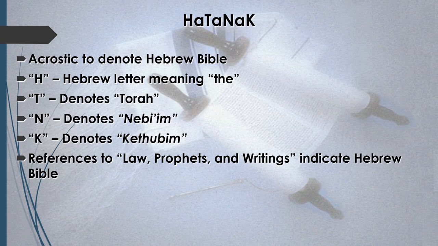Transliterating is when you take the equivalent letter in one language and replace it with your target language's equivalent letter. So HTNK is giving us, the H is kind of for the article "the," that would be the first letter of that, and then T and the N and the K, where we would then add the vowels in there, a short A sound, Tanakh, and it gives you Torah, Nevi'im, and Ketubim.